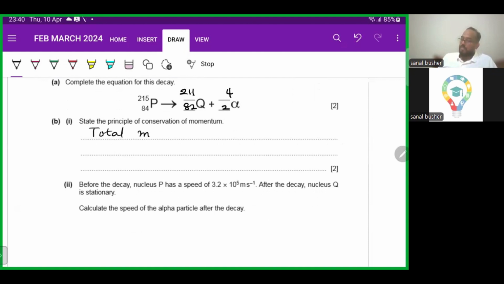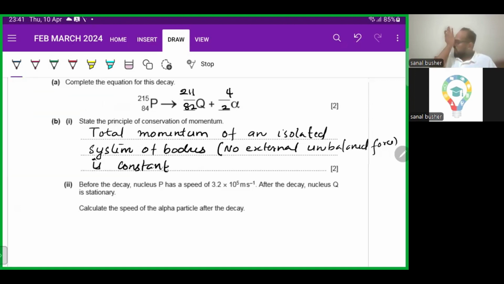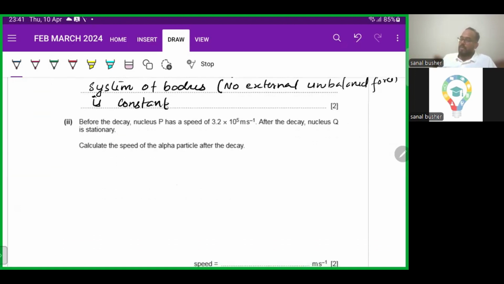Total momentum of an isolated system of bodies. Isolated means no external unbalanced force. Okay? The total momentum of an isolated system of bodies is constant. Understood? So, the next part is, before the decay, the nucleus P has a speed.